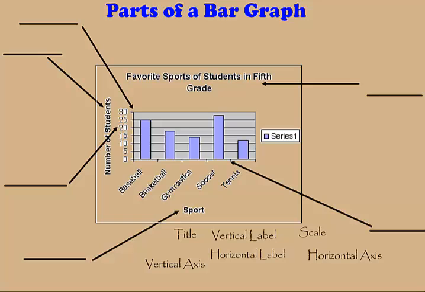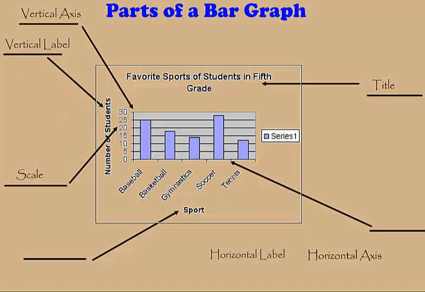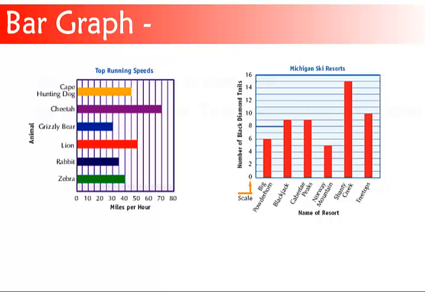Here's a picture of a bar graph, and let's look at the different parts of the bar graph. The title tells us what the bar graph is about. Here we have the vertical axis. You can either have the scale on the vertical axis or you can have it on the horizontal axis. We have a vertical label that will explain the scale. Here's the horizontal axis, and notice there is a label on the horizontal axis. It explains the categories.